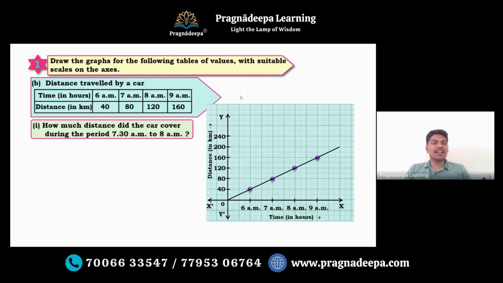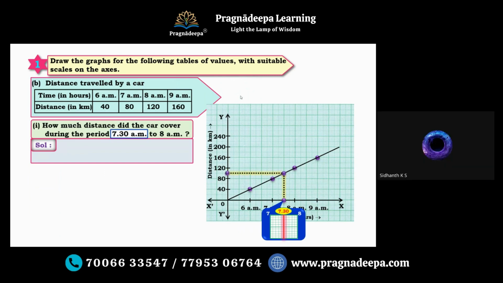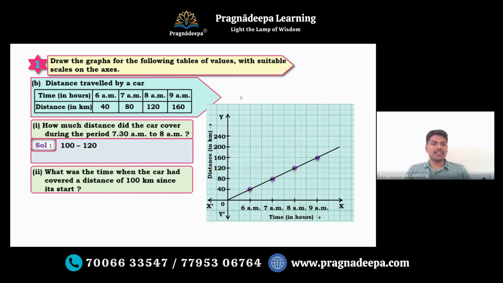Now there are some sub questions here to be answered. How much distance did the car cover during the period of 7:30 a.m. to 8 a.m.? Can you tell? At 7:30, was it at 100 kilometers? Yes, sir. 7:30 means it is the mid of 7 a.m. and 8 a.m. So yes, it should be 100 kilometers. At 8 a.m., what was the distance? 120. So what is the distance traveled? It is 20 kilometers, right?